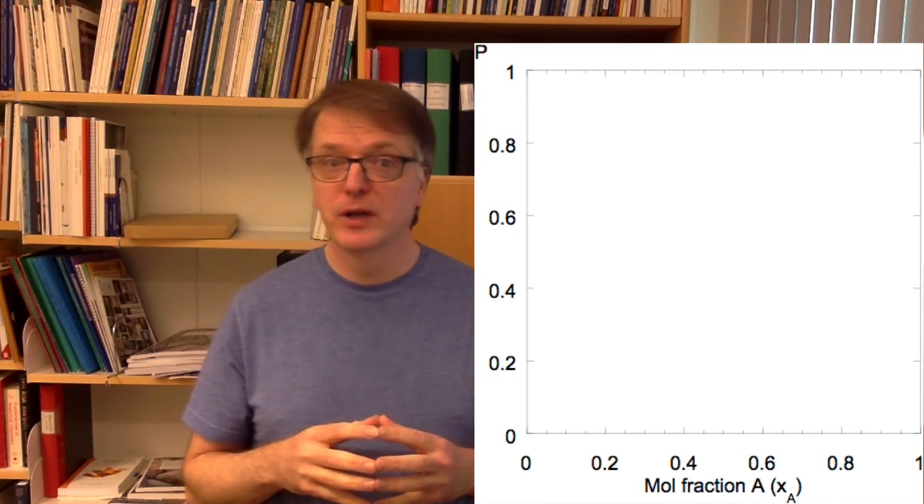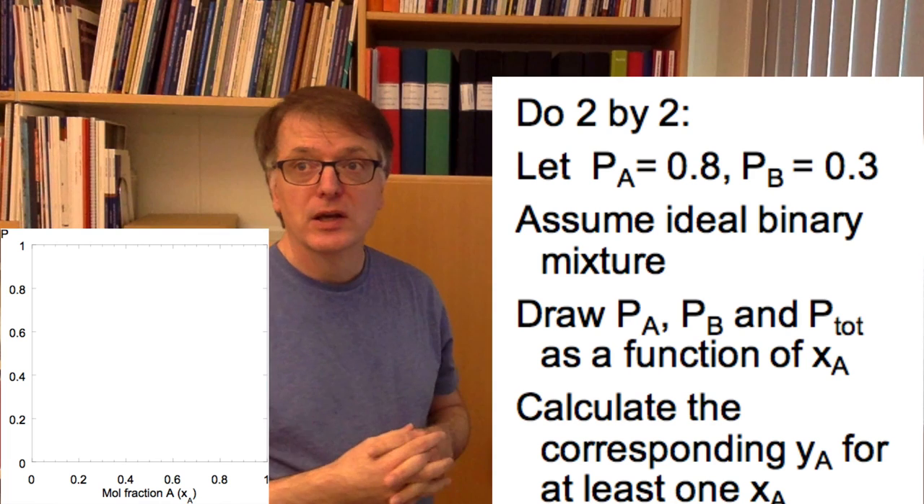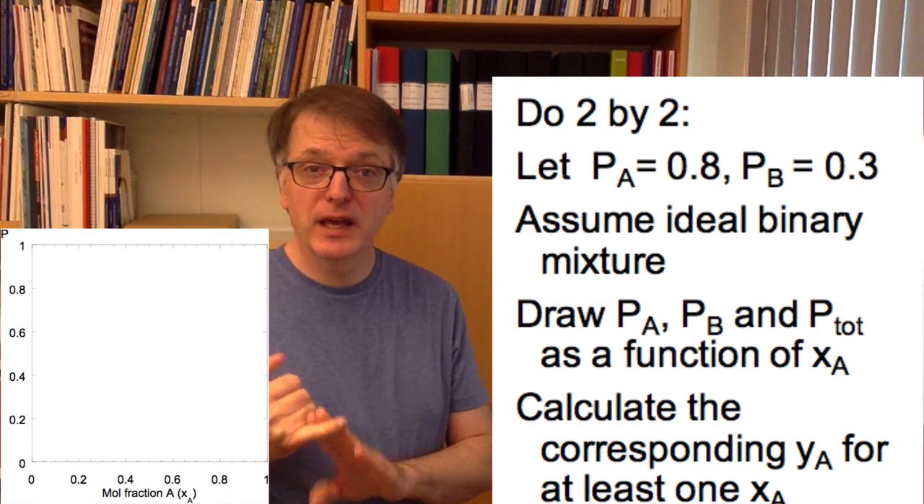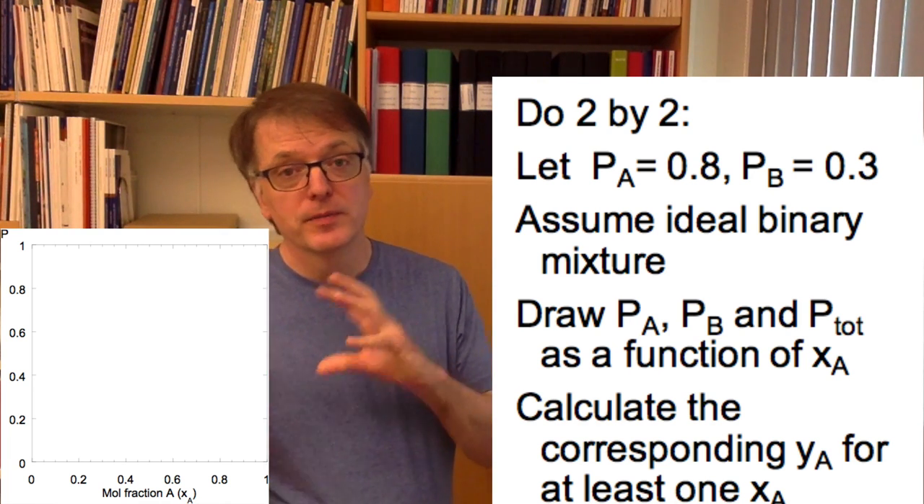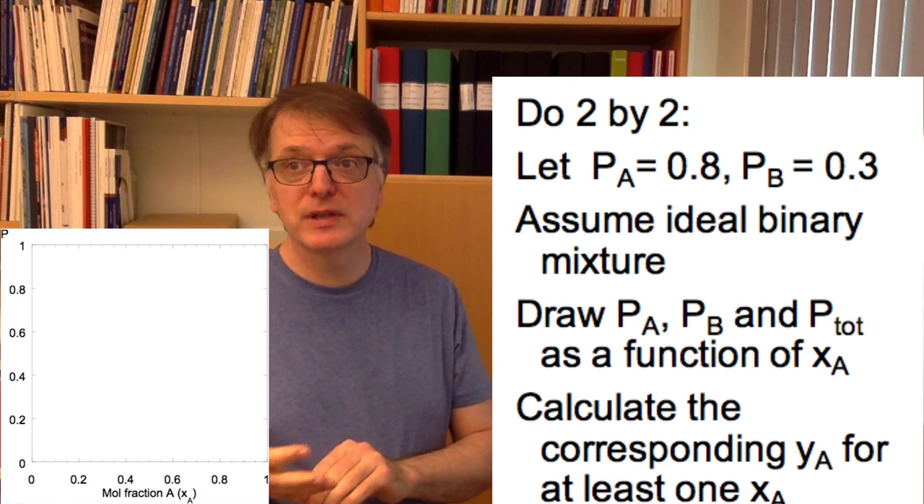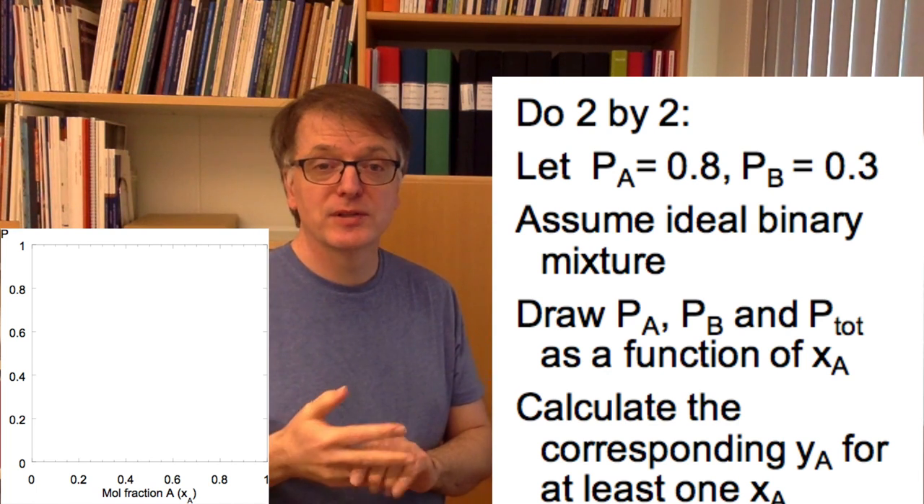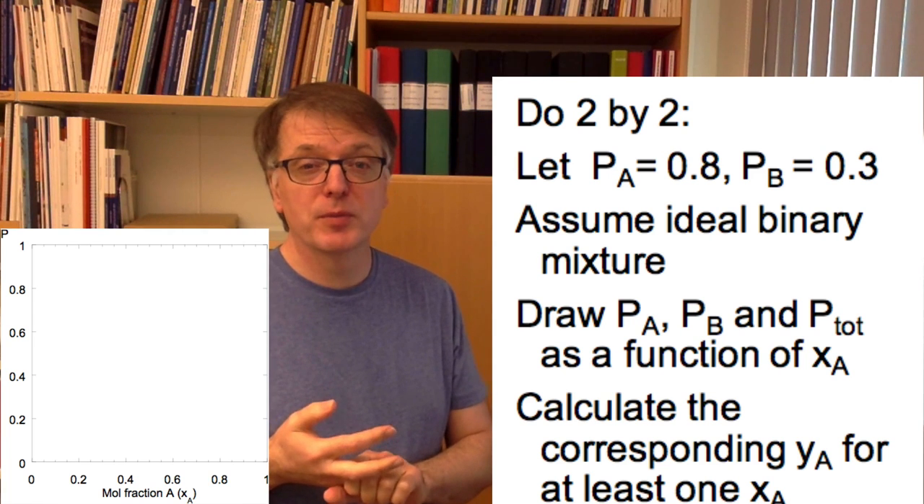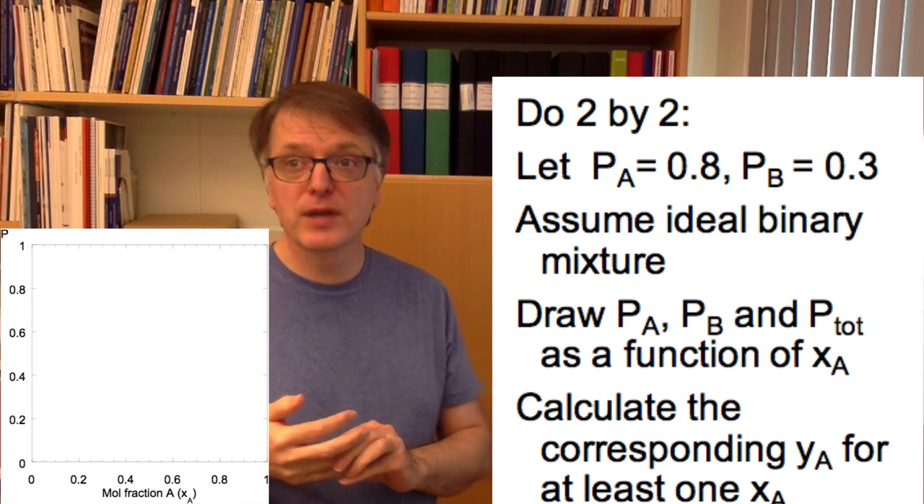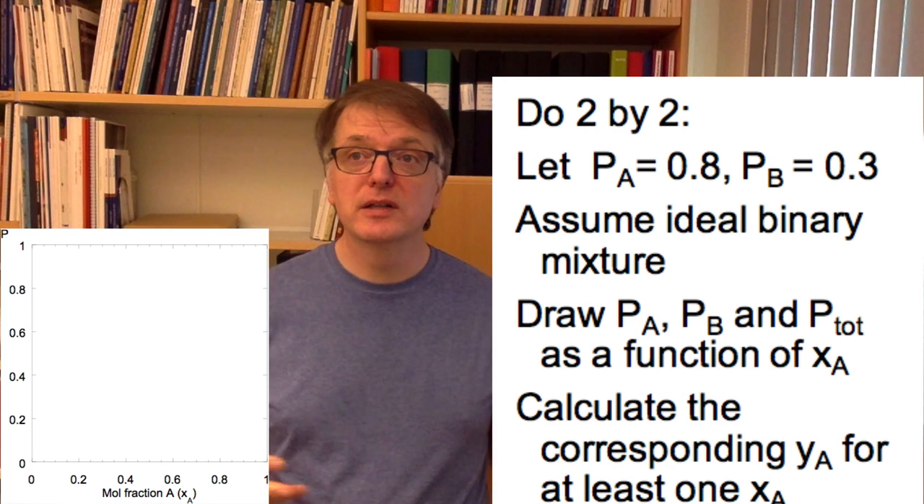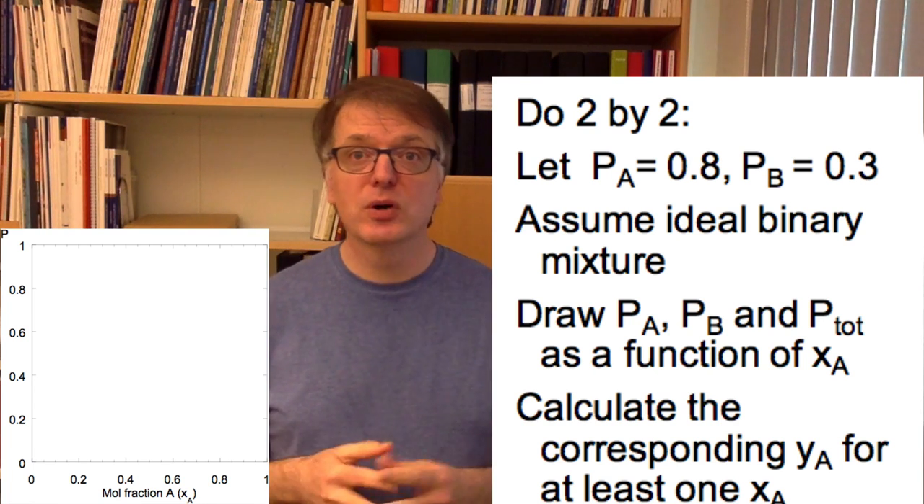Time for you to do something. If possible, try this with a friend. You should draw a PXY diagram for constant temperature for this system here. So you have a substance A whose vapor pressure over pure substance is 0.8, and you have substance B whose vapor pressure over pure substance is 0.3, and you should assume an ideal binary mixture so you can use Raoult's law straight up.